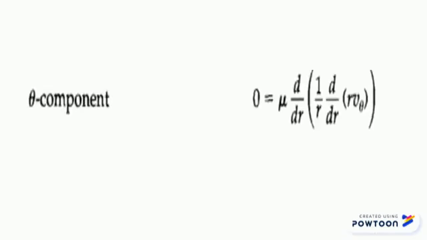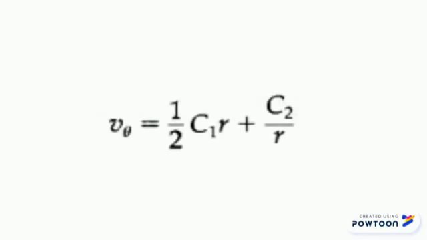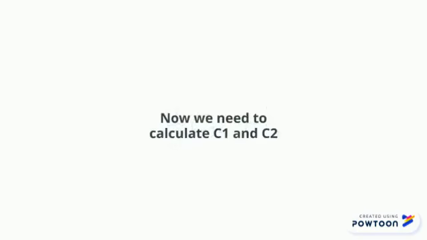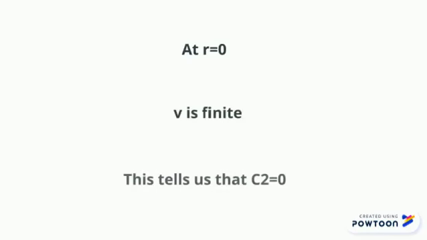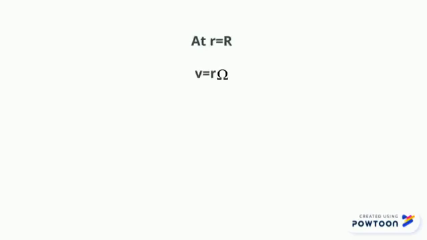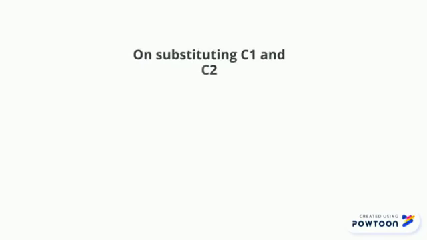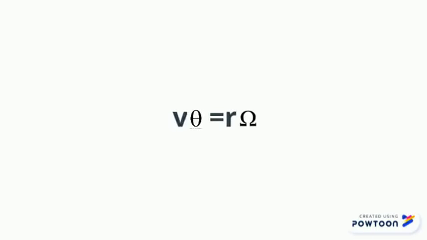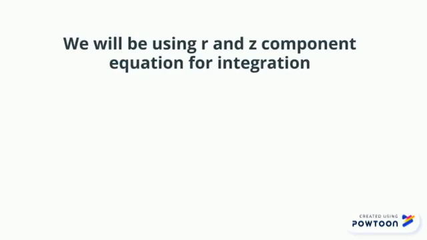On double integration of the theta component, we get this velocity, and now we need to calculate C1 and C2. So at r equals 0, V is finite, so C2 must be 0. And at r equals R, we get velocity equals omega R, so C1 equals 2 omega. Now we need to substitute the C1 and C2 values, and we get our velocity equation as V theta equals r omega. We will be using the r and the z component of this equation for our integration.